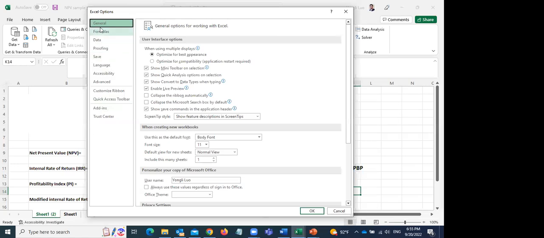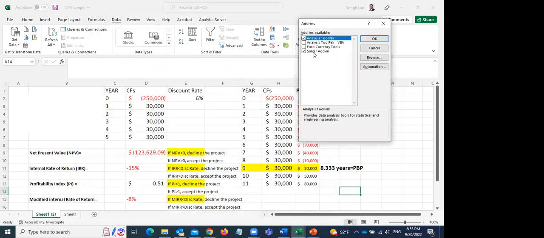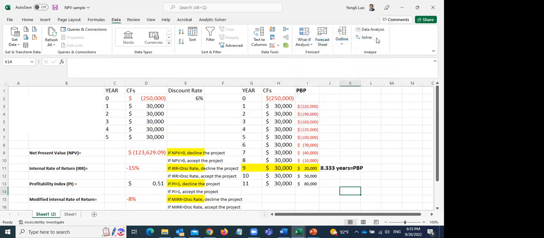And then you go to add-ins. Okay, scroll all the way down. Then you click on Excel add-in, you click on go. Then you choose Analysis ToolPak and Solver. So you click on these two. Yeah, click on OK.